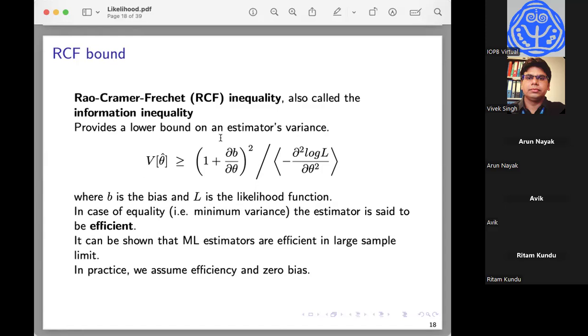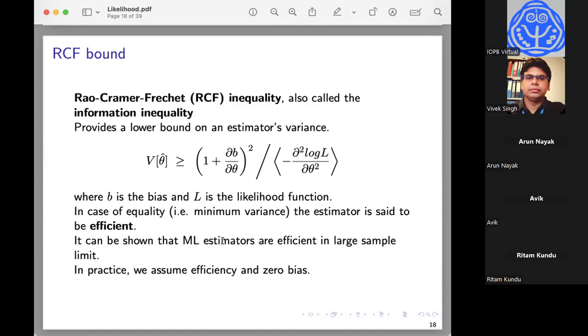Suppose b is your bias for this estimator. Then this inequality is defined as the variance of theta hat is greater than or equal to (1 plus del b by del theta) squared over the expectation value of minus del squared log L by del theta squared. In case this is an equality, the estimator is usually called efficient. That means minimum variance.